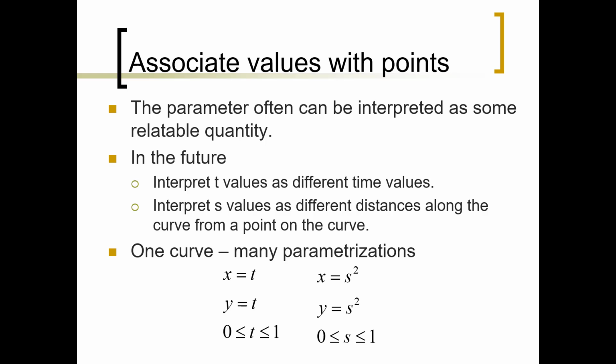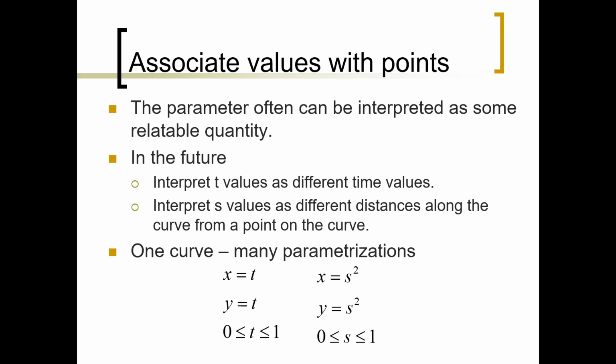But if you see that the parametric variable is s, almost always s corresponds to a distance along the curve from a point on that curve. So it's a way to associate distance to a point. Now be very careful. If you have a certain curve in space, it has actually an infinite number of parametrizations.